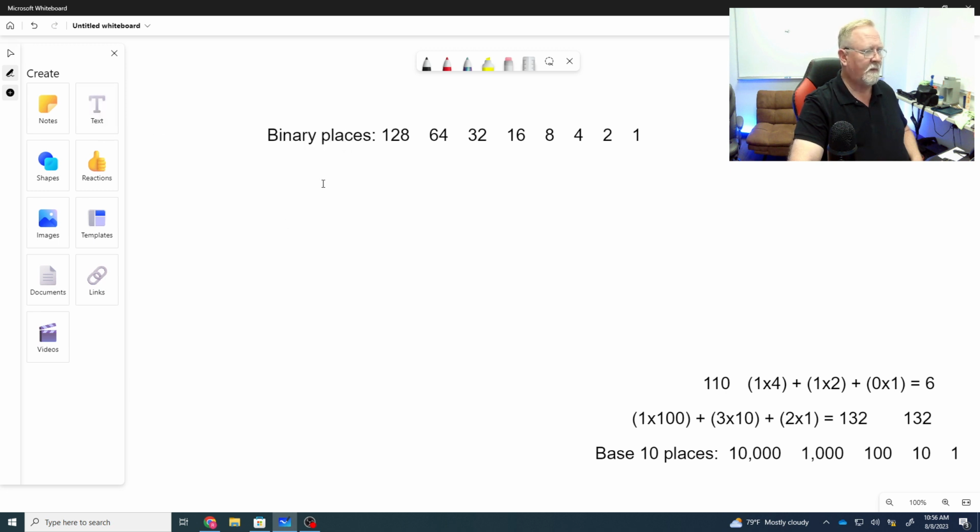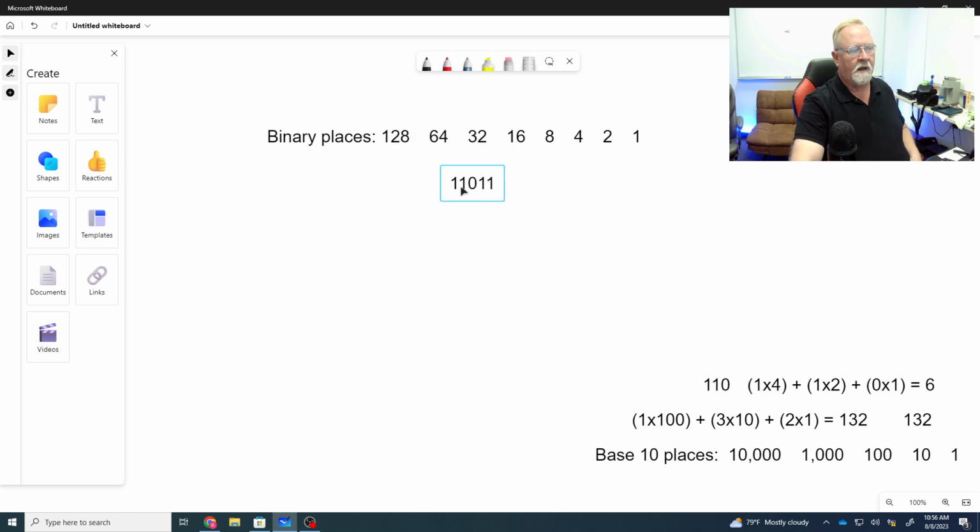Let's do one more and make this one a little bit bigger. And we're going to go 11011. How about that? Okay, so what we have to do is exactly the same thing. We're going to put the digits into their corresponding columns, and then we're going to multiply and add. So let's start off. That's going to be the 5th place: 1, 2, 3, 4, 5. So we're going to start in the 16's place.